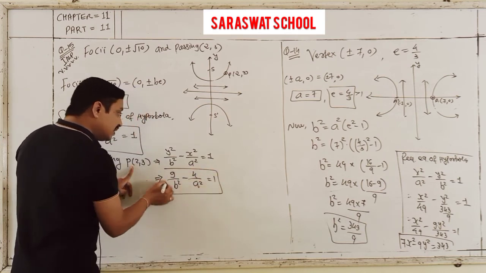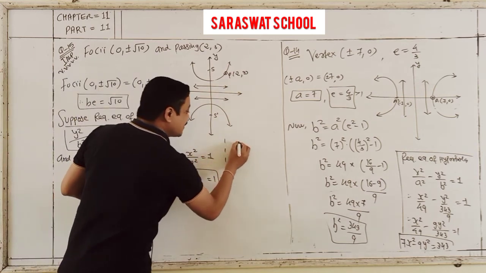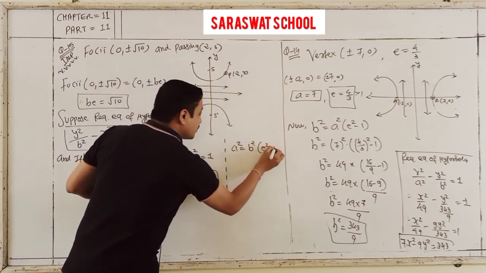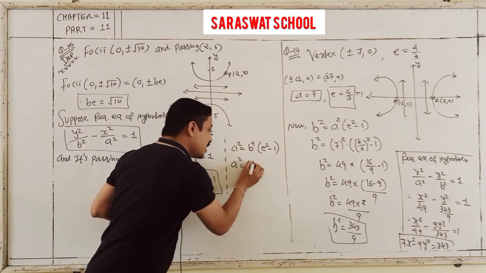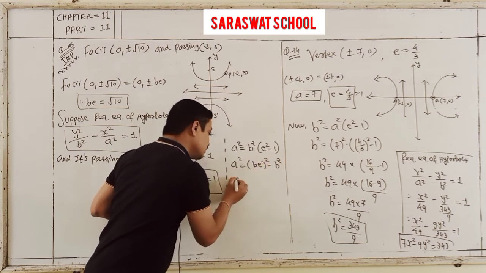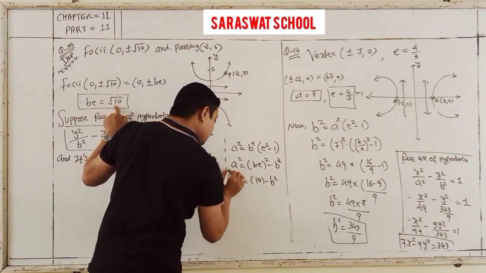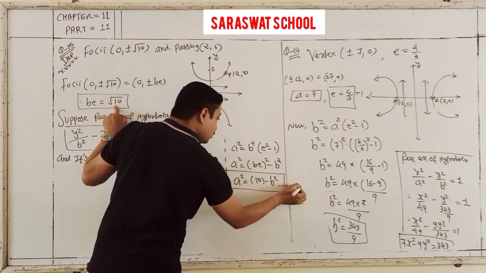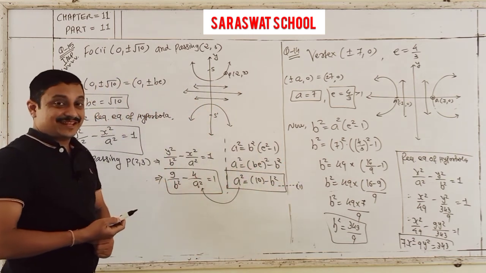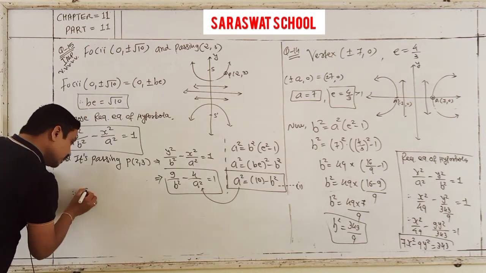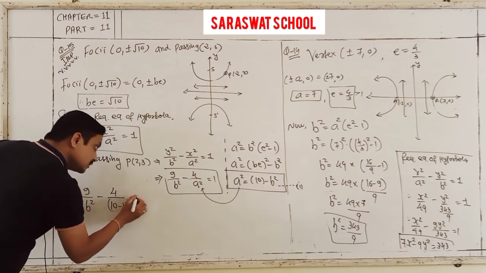But you know our formula number third: a square is equal to be square minus b square. Here you know that be is root 10, put it down here. So b square is 10, and a square is 10 minus b square. And here I will take equation number 1, and this a square I will substitute here in its place. So 9 by b square minus 4 by 10 minus b square is equal to 1.